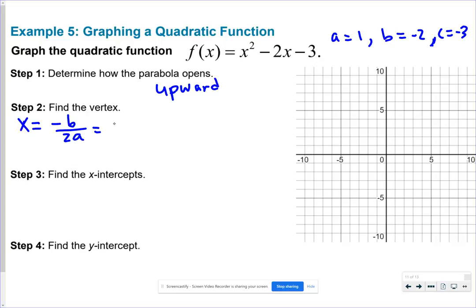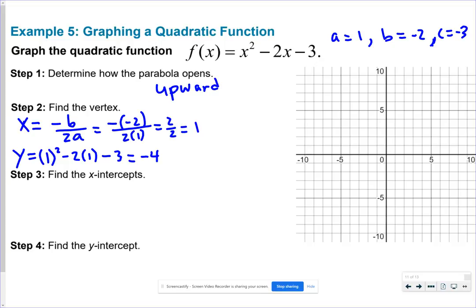We're going to plug in negative 2 for the b, so we do the opposite of negative 2, which becomes positive 2. So we get 2 over 2, which is 1. And then we go back to the equation for the function. We replace the x with 1. And we find out that y is -4. 1 take away 2 take away 3 is -4. So our vertex is the point 1, -4.